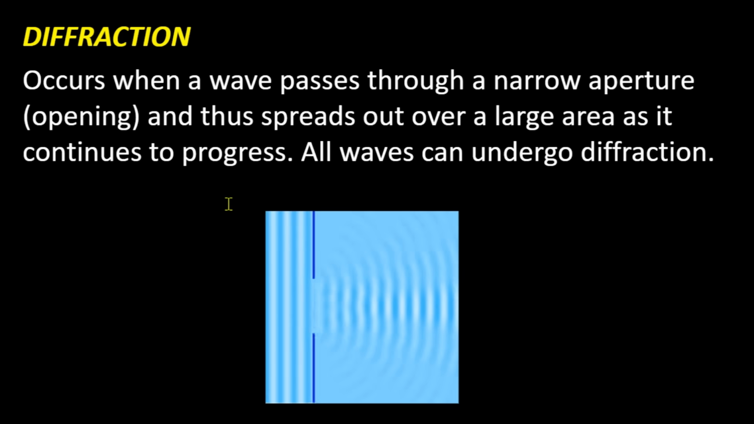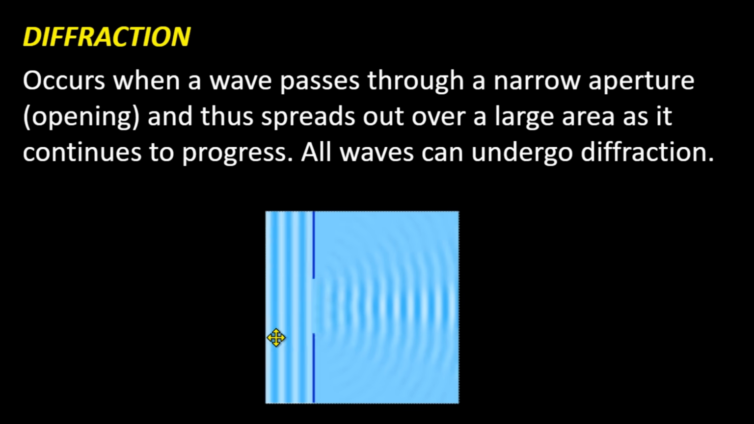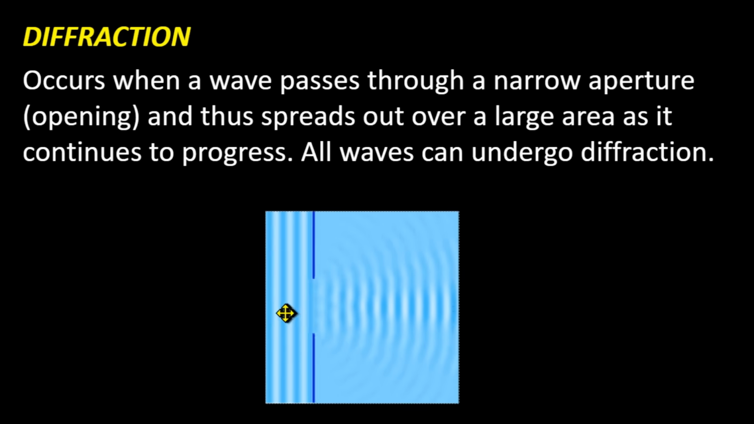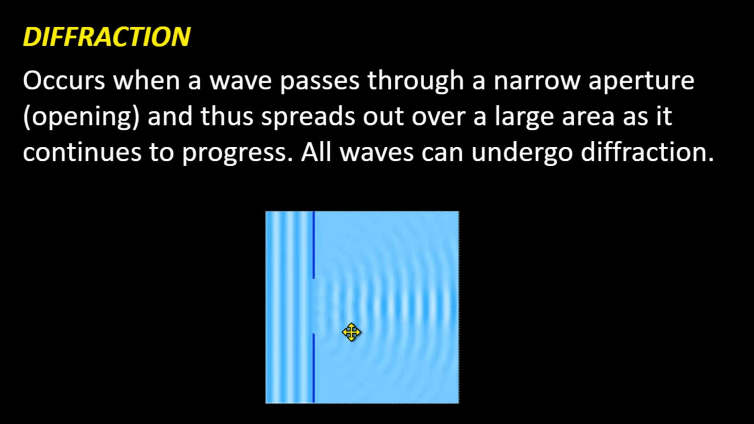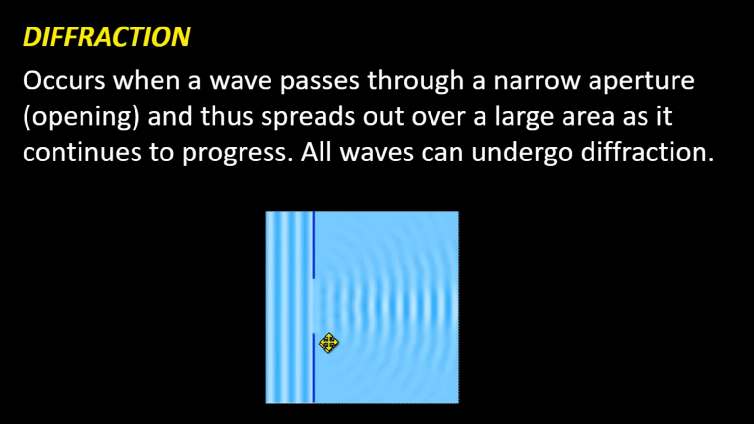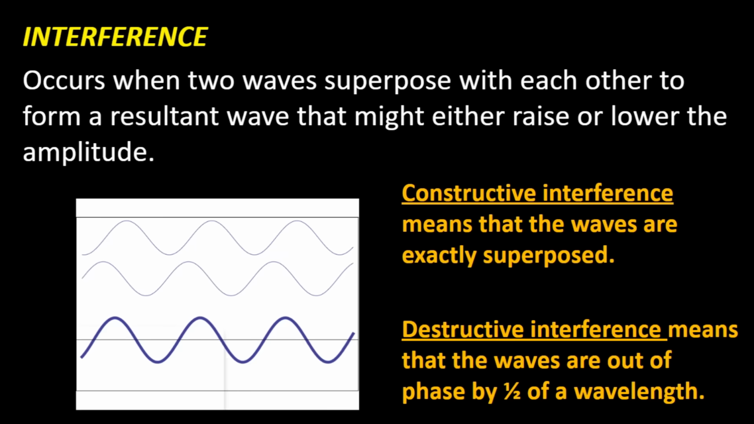For example, if we look at the diagram here, from a bird's eye view, we can see the waves coming from the top, and imagine these are the crests of the waves, and this is the aperture that it is passing through. Here we can see the waves are kind of curving as they're exiting here. Note that the wavelength doesn't change.